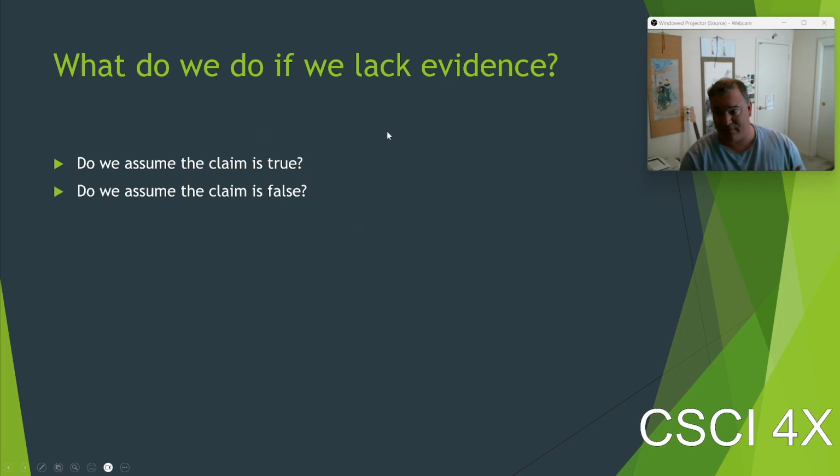If we lack evidence, you just have to have a neutral stance on it, right? You can't assume that it's true. You can't assume that it's false. You have to have a neutral stance. Are there aliens in another galaxy? We have no way of observing them. We have no way of knowing. Just saying I don't know is fine too. We don't have evidence. I don't know what the answer is. I'm neutral on it. That's fine too.